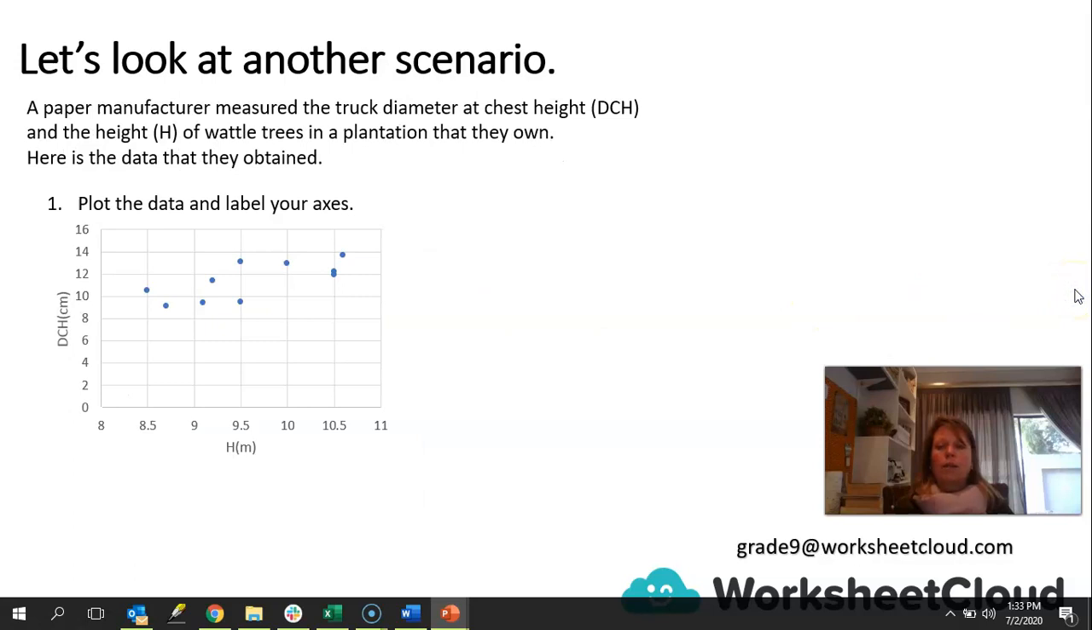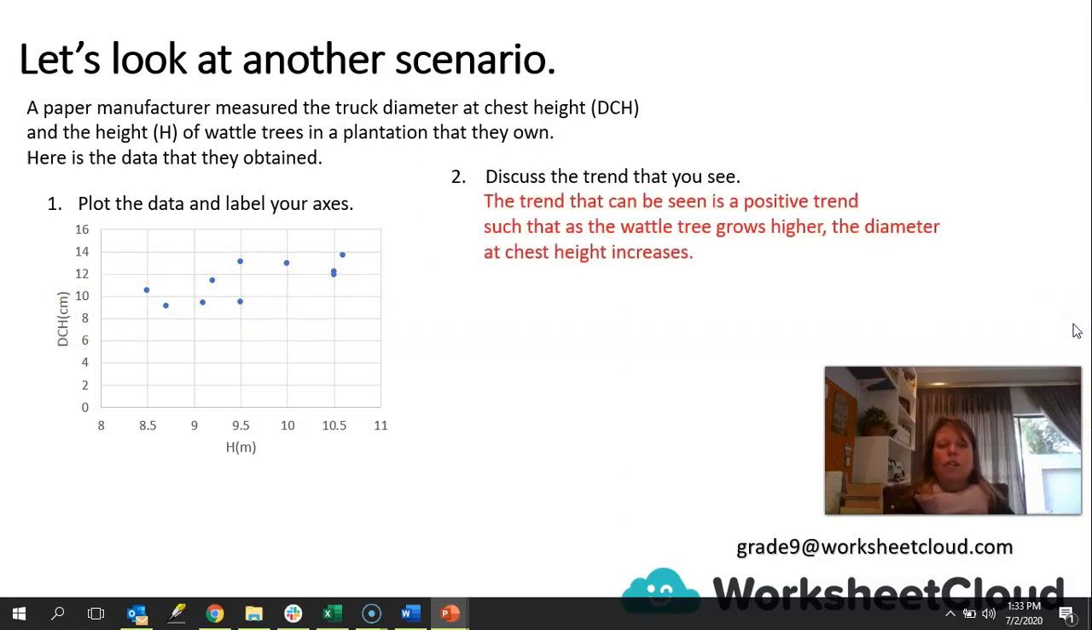Okay, right, so there we have our data, and we have to discuss the trend that you see. So without drawing the line of best fit, can you see a trend? Well, yes, you can, because you're going to look from the y-axis and you're going to see that it actually does go up. It is a positive trend. Okay, so this trend can be seen as a positive trend, such that as the wattle tree grows higher, the diameter at chest height increases. Okay, so as the wattle tree is taller, this is its height in meters. As it grows taller, so the diameter gets bigger.